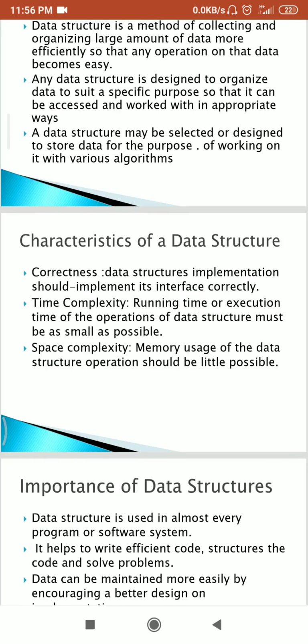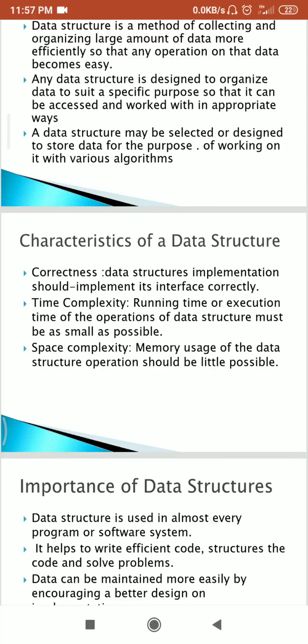Next, what are the characteristics of a data structure? Three things we have to learn: correctness, time complexity, and space complexity. What is correctness? Here the implementation is mandatory. The data structure implementation should be done with the interface correctly. Our task is processing, developing a program, and that should be correct.